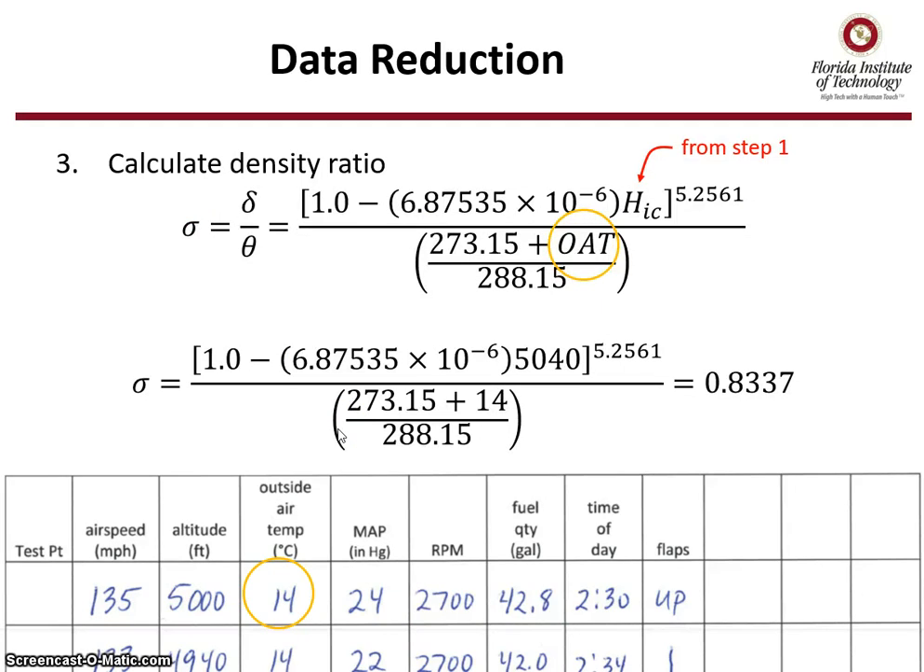Step 3 is to calculate density ratio using the equations we saw in our pitot-static calibration for sigma and theta. So plug in instrument corrected pressure altitude from step 1, OAT from our card, and we'll arrive at a density ratio of 0.8337.